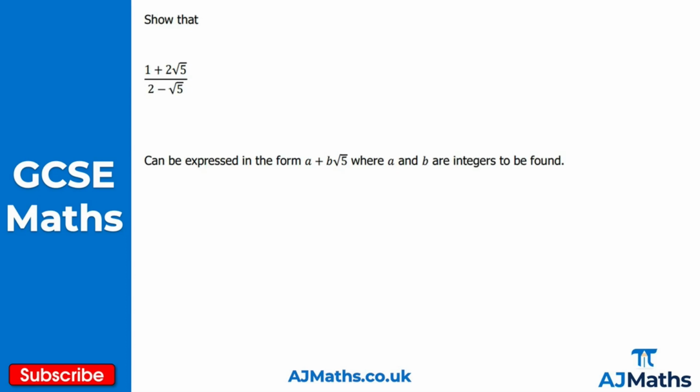Moving on to the very last question now, we're asked to show that 1 plus 2 root 5 over 2 minus root 5 can be expressed in this form here.